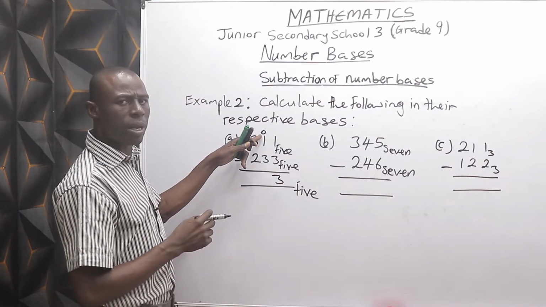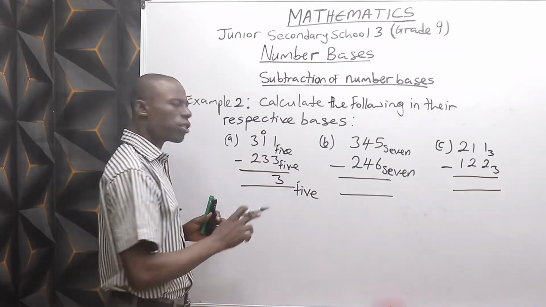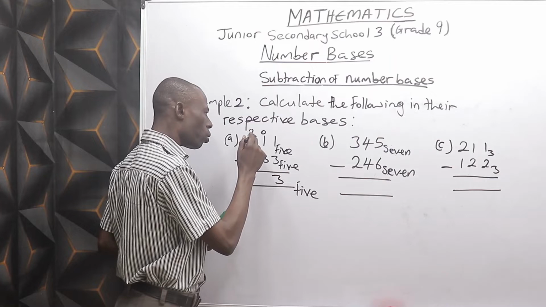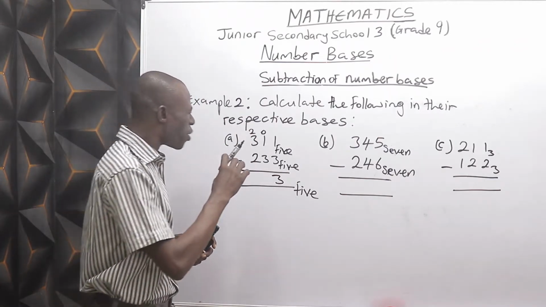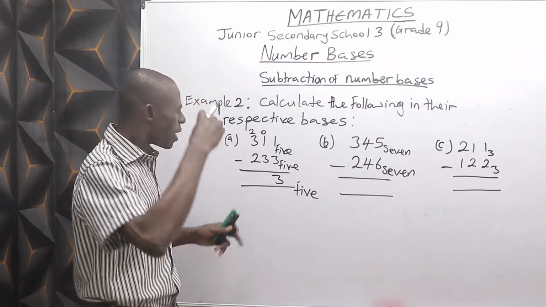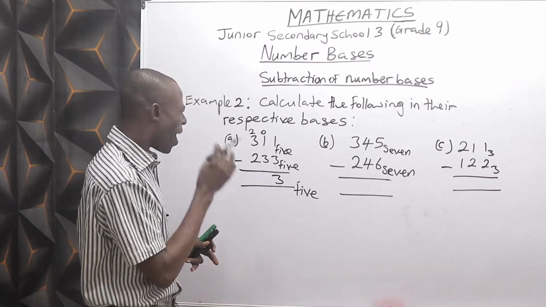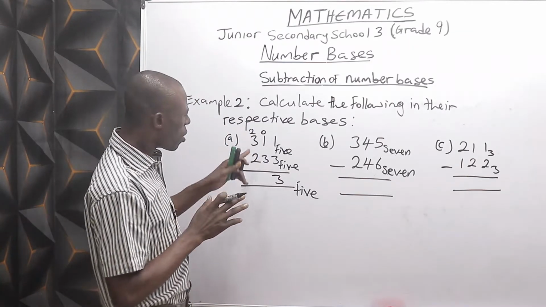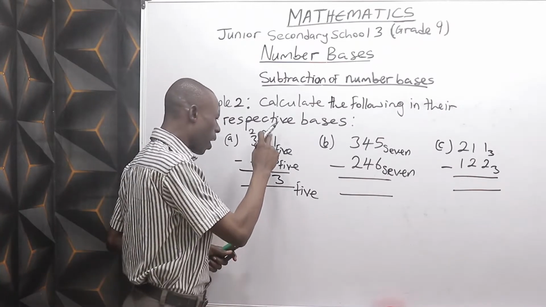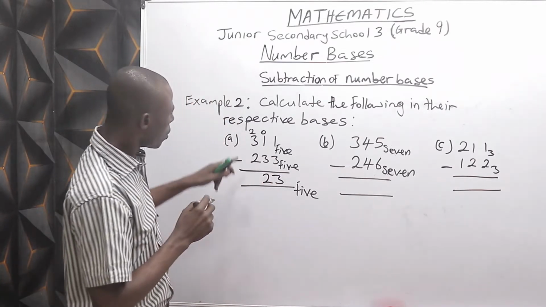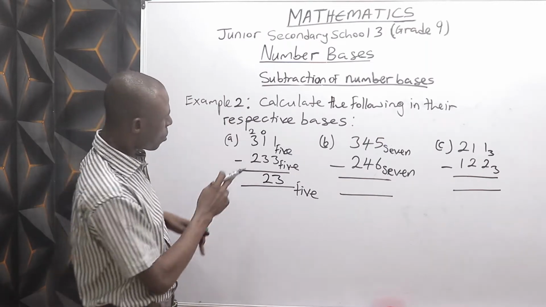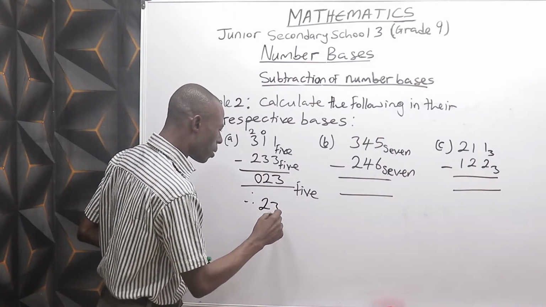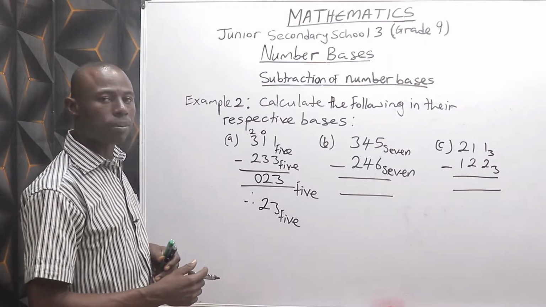So don't forget that this remains 0 here. Subtract 3 from 0 is not possible. So borrow 1 from this 3. And this 3 becomes 2 automatically since you borrow 1 from it. The one you borrow from it, as soon as you take it up, it turns to your base, which is 5. So add 5 to this 0. It becomes 5. Subtract 3 from 5. You have 2. This remains 2, don't forget. So subtract 2 from 2. That is 0. Therefore, answer is 23 base 5.